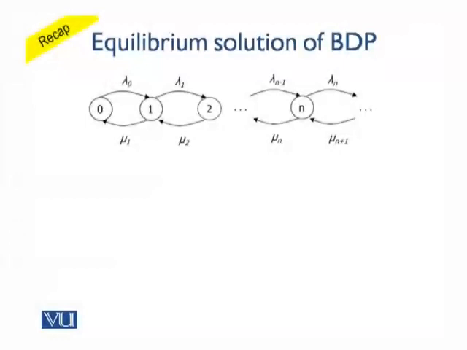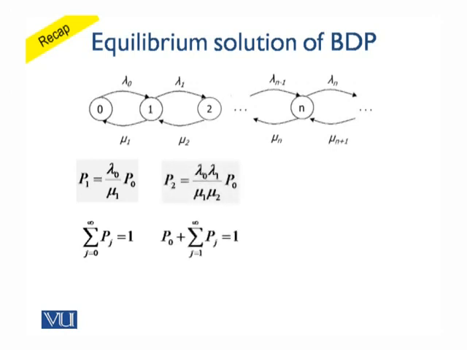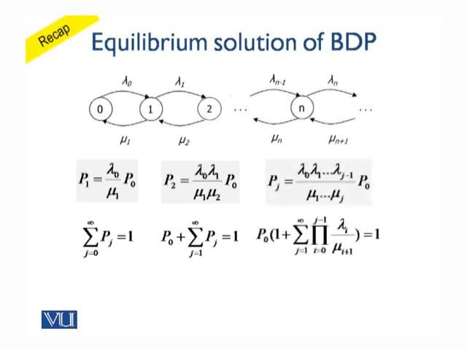So the way we analyze this is by using balance equations, and we've also covered this in depth. So I'll be just stating the results that we've developed for the equilibrium solution of a birth-death process. We saw that P1, the probability of being in state 1, is equal to lambda naught divided by mu1 multiplied by P naught. And similarly, P2 was the product of lambda naught, lambda 1 divided by mu1, mu2 multiplied by P naught. And the result for Pj can also be seen on the screen now.